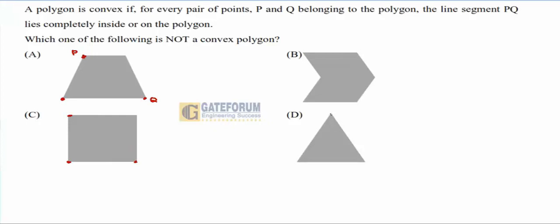Same for the triangle. This is the shortest form of polygon possible. So wherever you place P and Q, it will lie only on the polygon. It cannot lie inside. So all of these are convex. But let us take this figure. If this were P and this were Q, see the line joining P and Q would go outside the polygon. Hence, this definitely is not a convex polygon, and this would be my correct option.